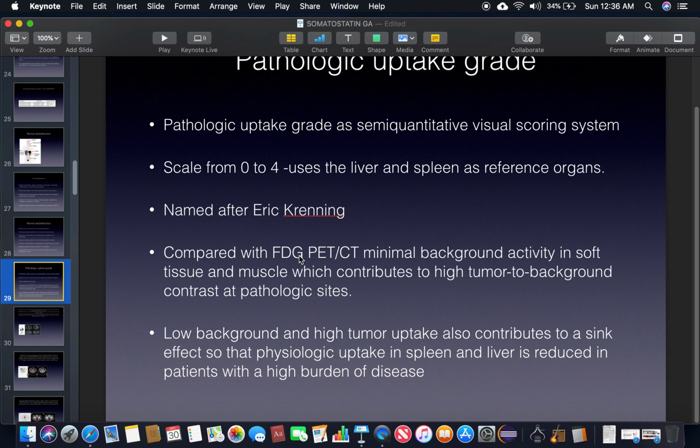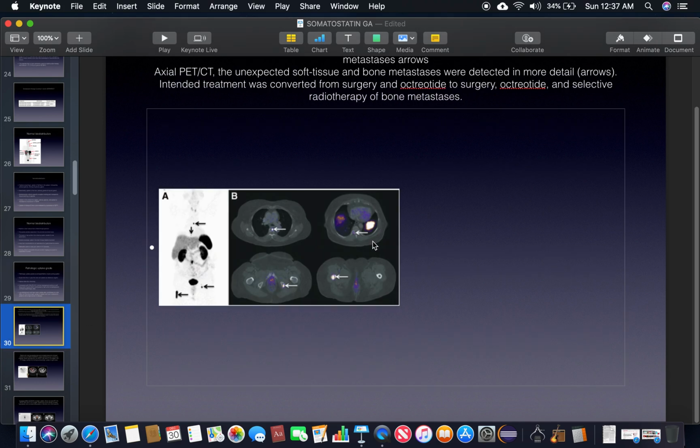And compared with the FDG PET, there is minimal background activity in soft tissue and muscle, which contributes to high tumor to background contrast at pathologic sites. Now, low background and high tumor uptake also contribute to a sink effect, so that the physiologic uptake in the spleen and liver is reduced in patients with a high burden of disease. I'm going to give you some examples.